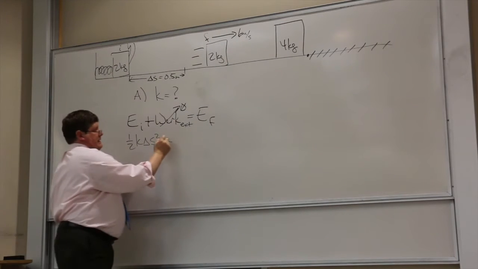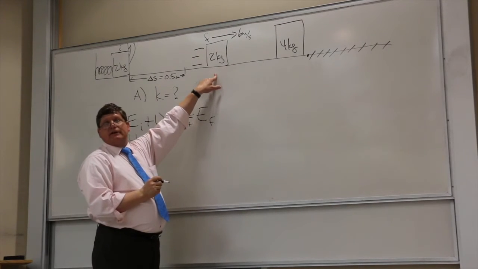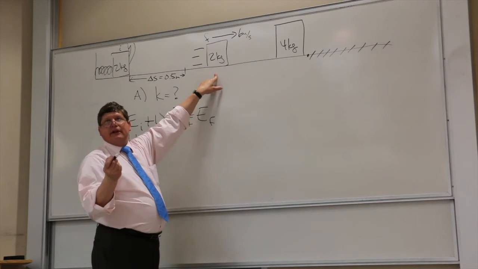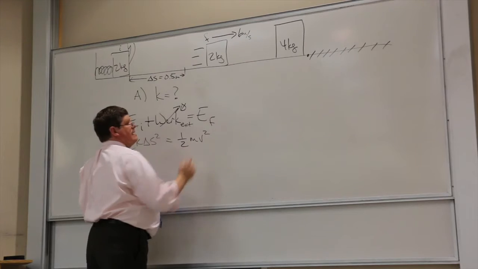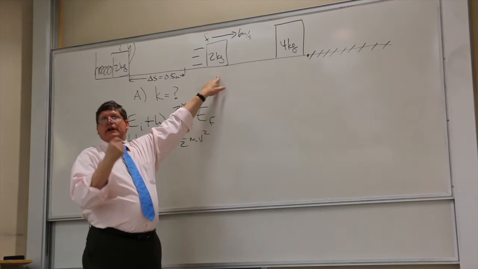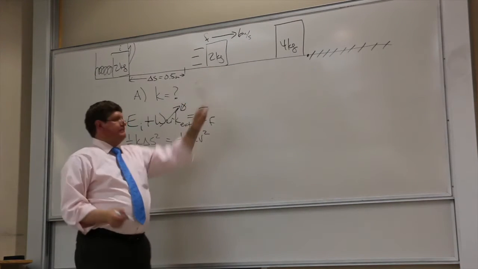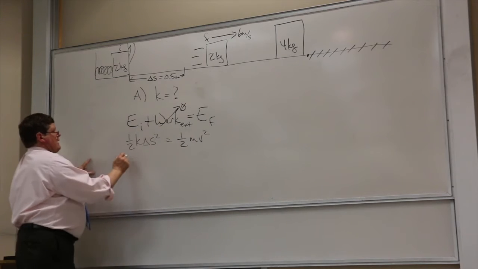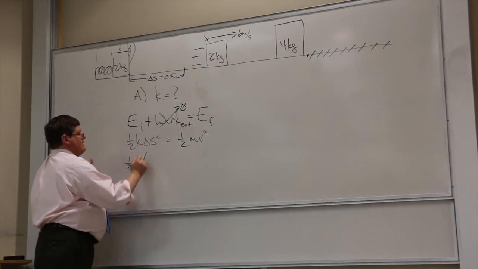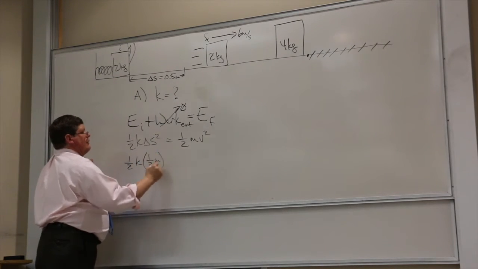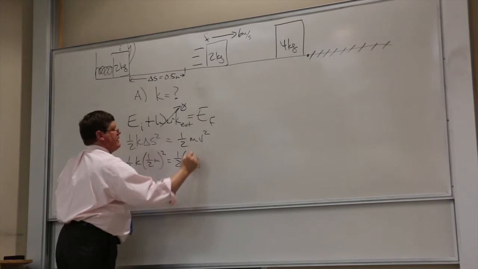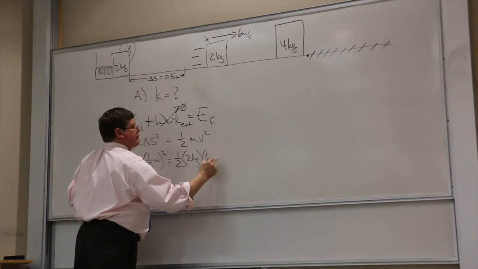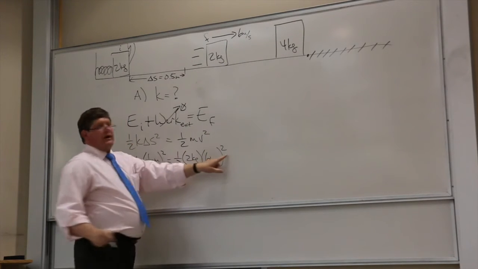And then I go to the final event. I ask the same questions. Anything with mass moving? Yes. Anything up off the floor? No. Any spring stretched or compressed? No. That's my equation. I got 1/2 K times 1/2 meter squared is equal to 1/2 times 2 kilograms times 6 meters per second. Remember to square that.